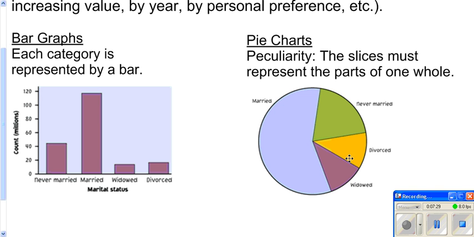When you're dealing with a pie chart, each piece of the pie is proportional to how many people are in that category. It's important to note that when you are dealing with a pie chart, you always must be dealing with the whole data. With a bar graph, you don't have to be dealing with all the data. You can just be dealing with most of it. But with a pie chart, you need to be dealing with all of it, unless you adjust your labels.